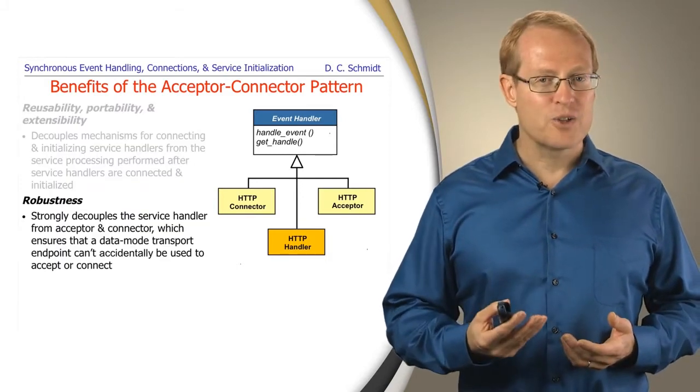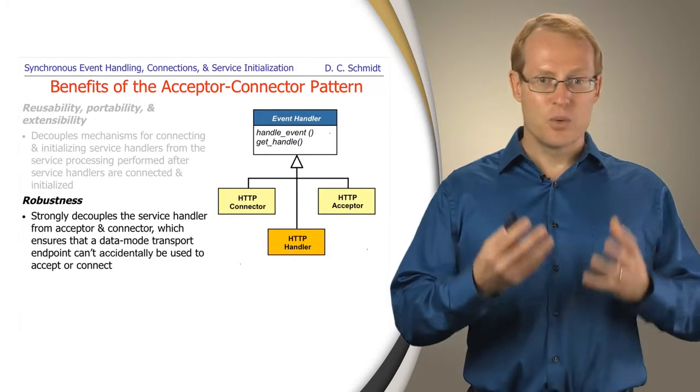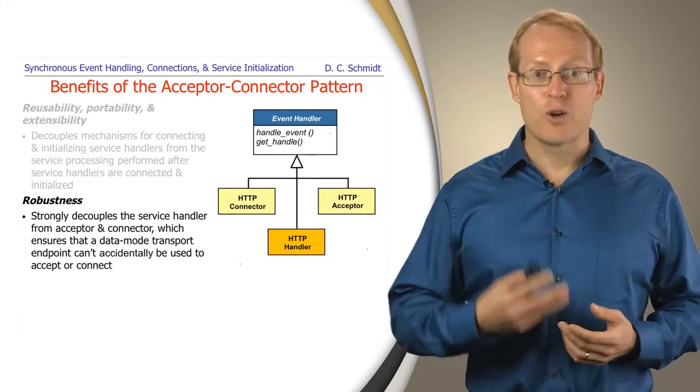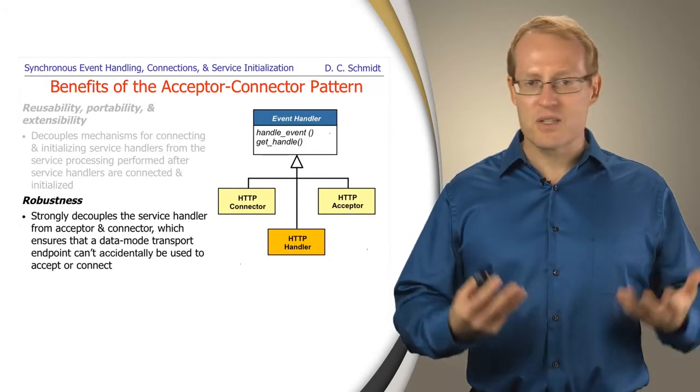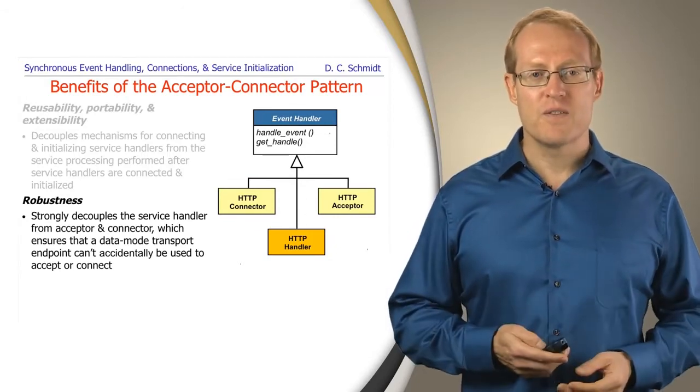It's also more robust. You can't accidentally try to accept or connect to a service handler. You can't likewise try to read and write on something that's a connector or acceptor. The type system doesn't allow that, so it removes certain kinds of errors.